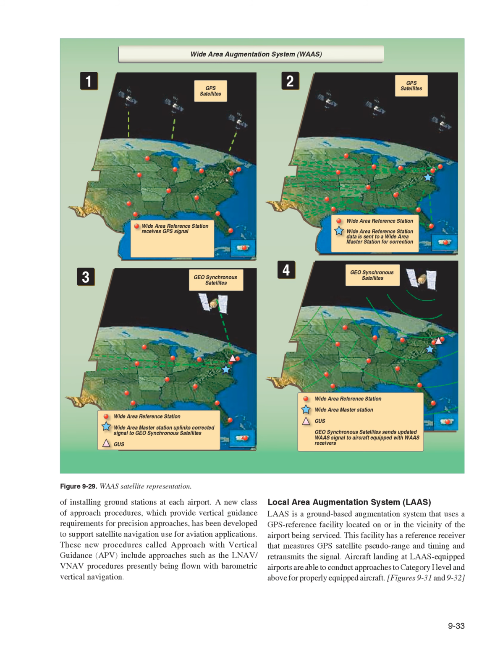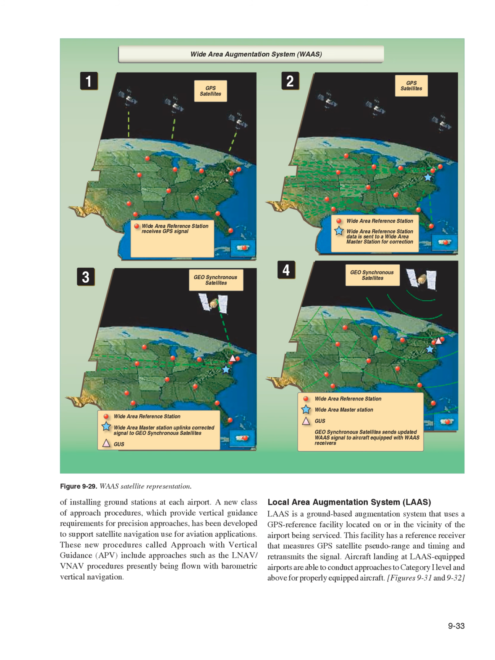A new class of approach procedures, which provide vertical guidance requirements for precision approaches, has been developed to support satellite navigation use for aviation applications. These new procedures, called Approach with Vertical Guidance, APV, include approaches such as the LNAV/VNAV procedures presently being flown with barometric vertical navigation. Figure 727A.